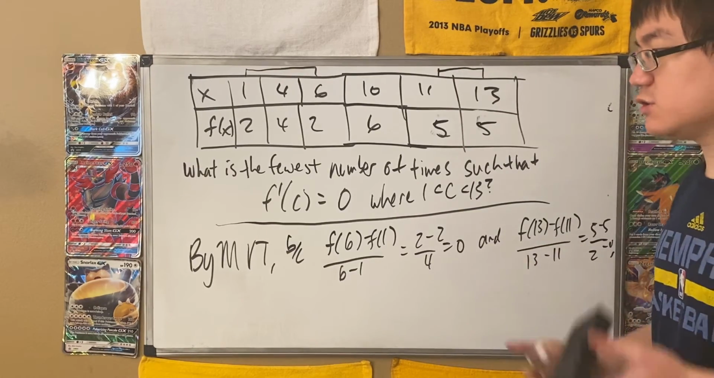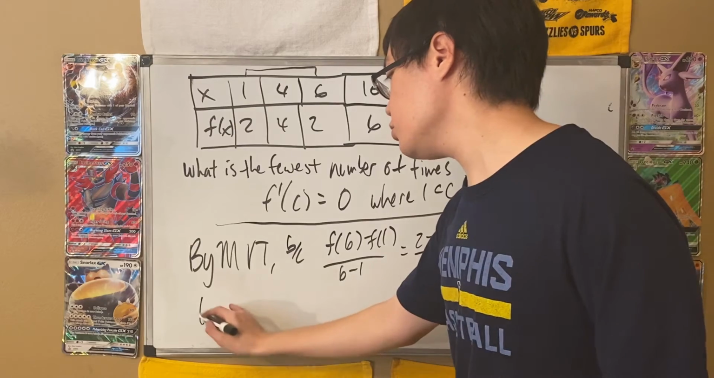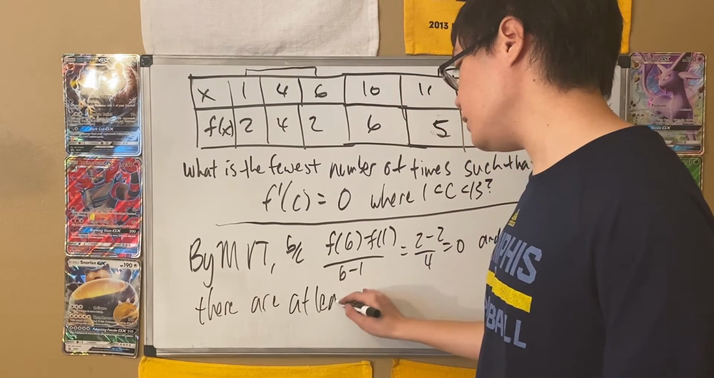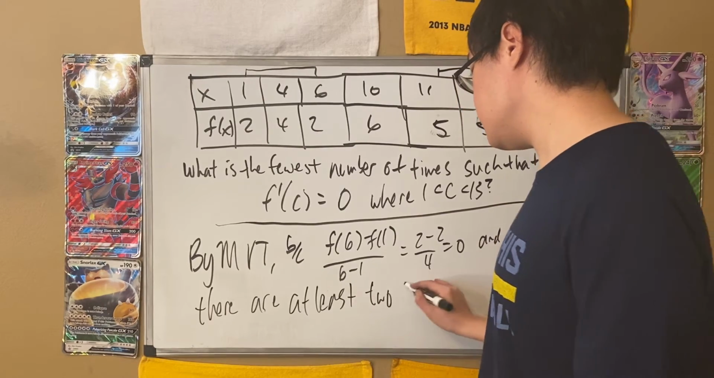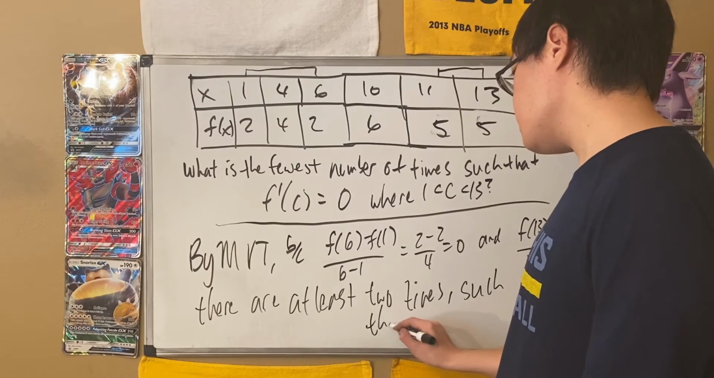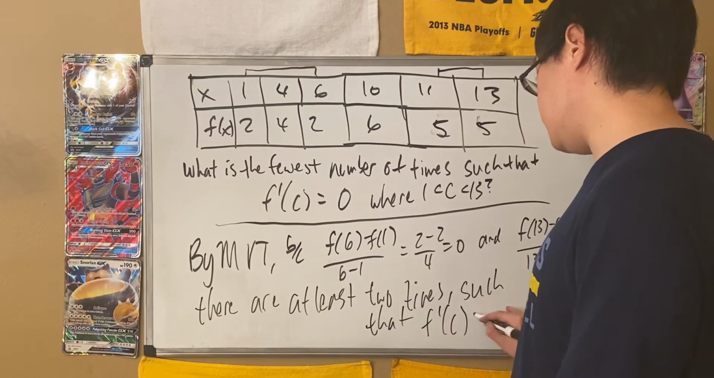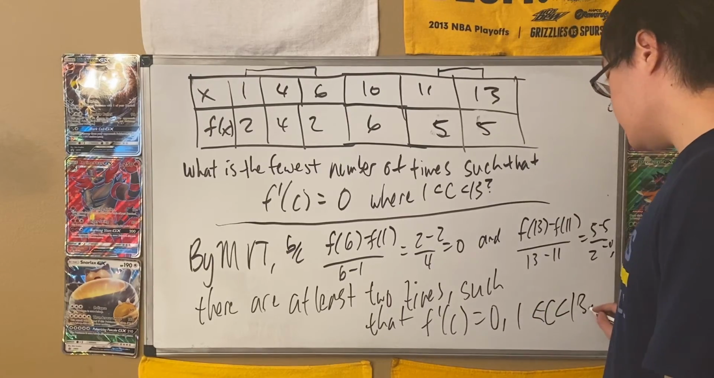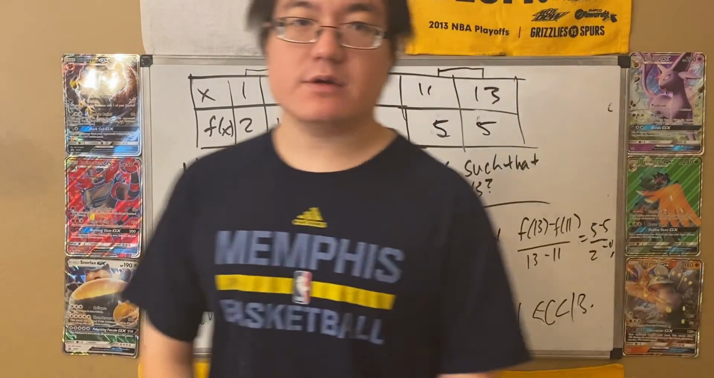Then we can conclude just like normal. So there are 2 times. There are at least 2 times. Could be more, but we know at least it's 2 times, such that f prime of c equals 0, and c is in between this interval. So that's how you do MVT or IVT questions.